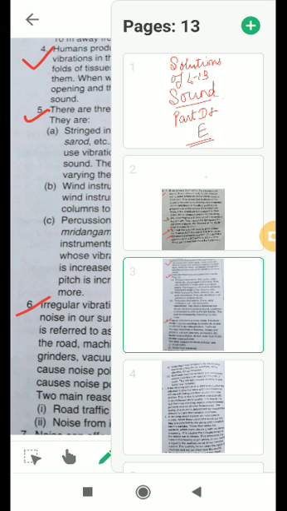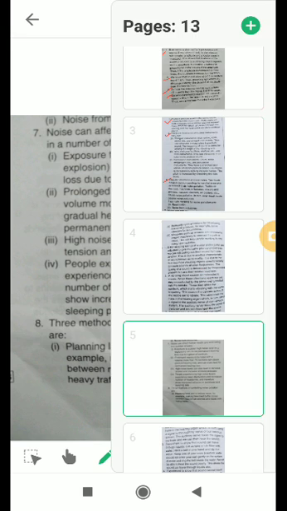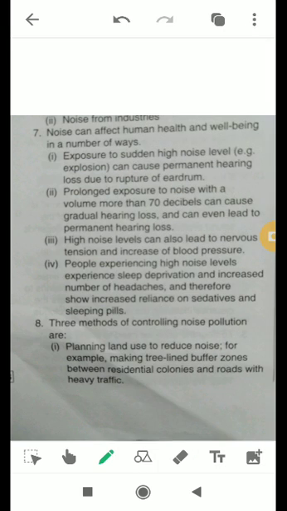Okay, now let us see answer number 7. List 4 ill effects that noise pollution has on us. Noise can affect human health and well-being in a number of ways. Exposure to sudden high noise levels can cause permanent hearing loss. Second, prolonged exposure to noise with a volume more than 70 decibels can cause gradual hearing loss. Third, high noise levels can also lead to nervous tension and increase of blood pressure. Fourth, people experiencing high noise levels experience sleep deprivation and an increased number of headaches.